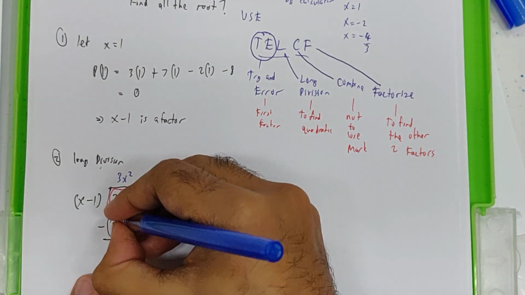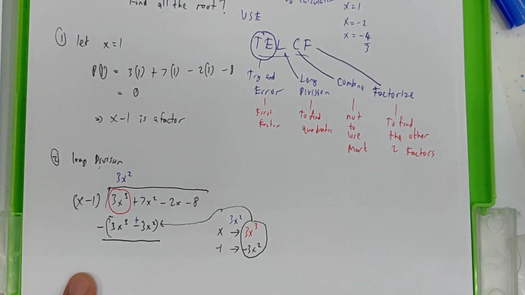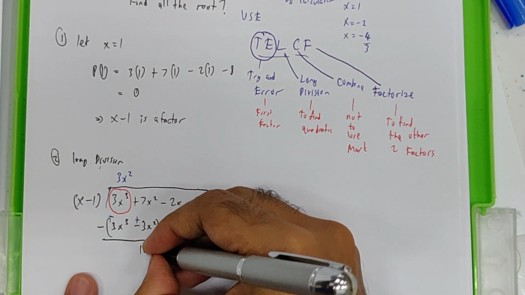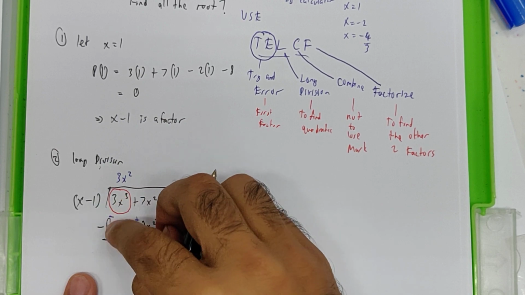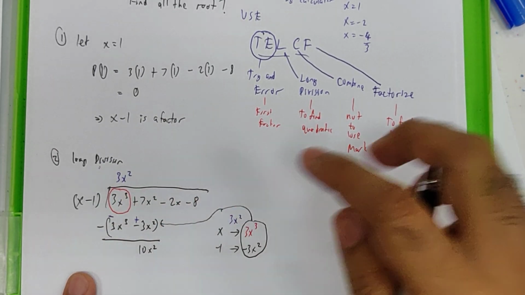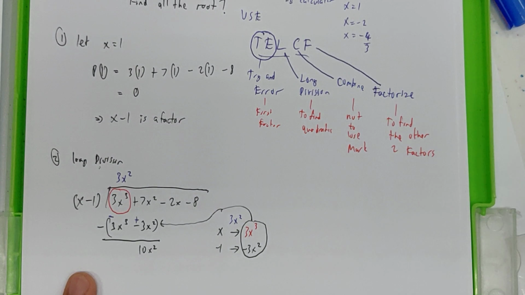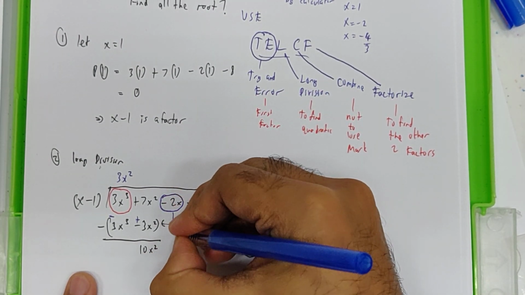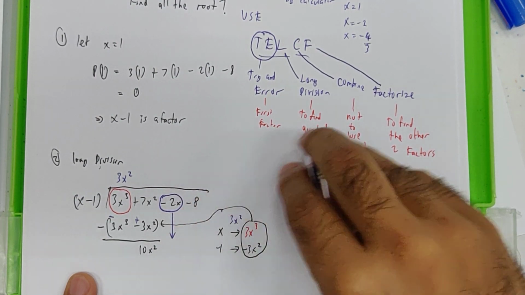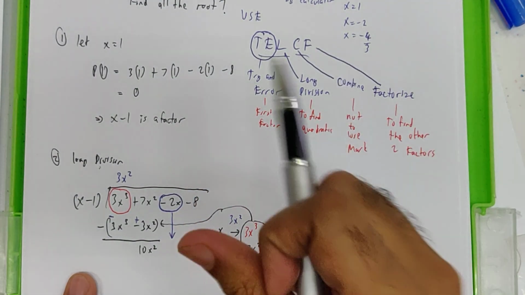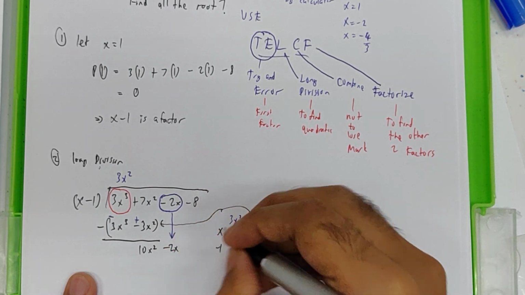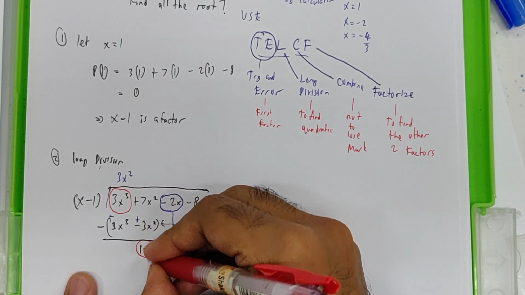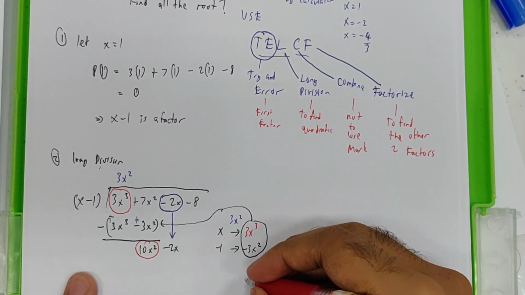Minus positive minus, minus minus positive. Just do this process to avoid careless mistakes. 7x squared plus 3x squared, 10x squared. 3x squared minus 3x cubed, 3x cubed minus 3x cubed, 0. Then this one comes down. The next equation, minus 2x. So right now in this equation, our biggest term is this. So this is our target.